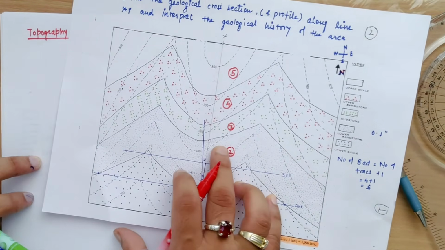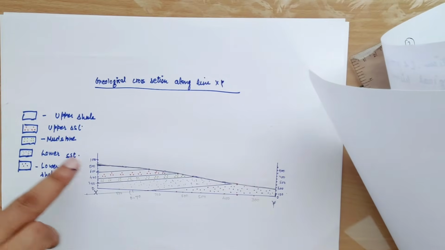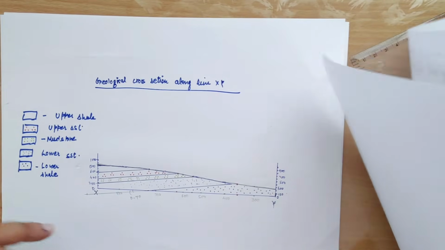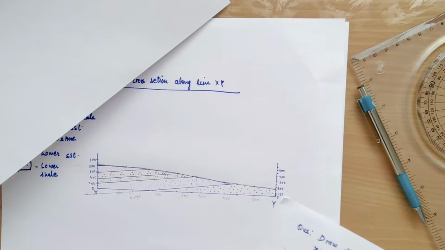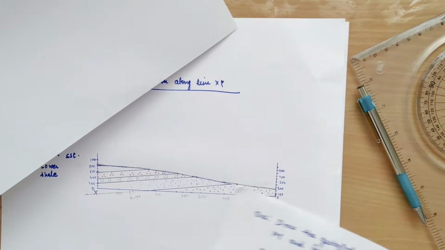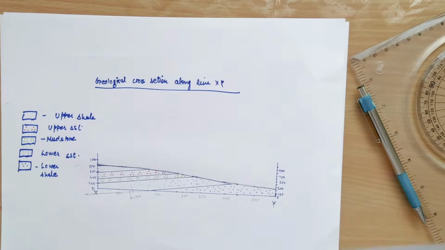So we will mention the lowest and highest relief in the topography, and we can see from the profile that this particular topography is represented by a sloping ground, and the slope is from X to Y. X direction over here is north and Y is south, so the slope is from north to south, and the strike of these beds is in the east-west direction.